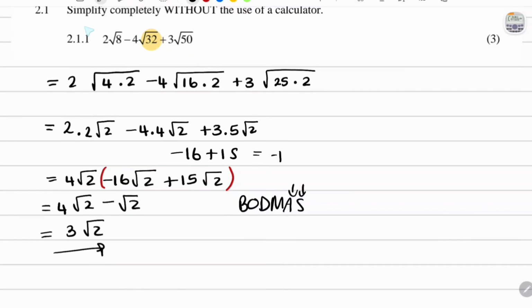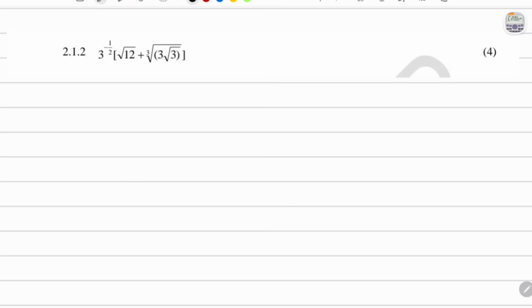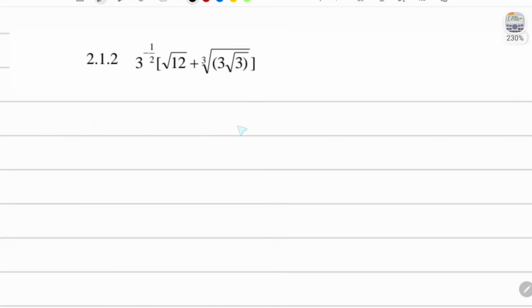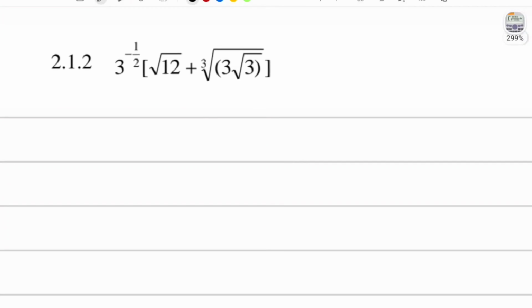Okay, moving on to the next question. In the next question, we have another expression that also has surds and rational exponents. So we just have to simplify this expression. Before even simplifying it, let's look at it and see the kind of things they've put here.